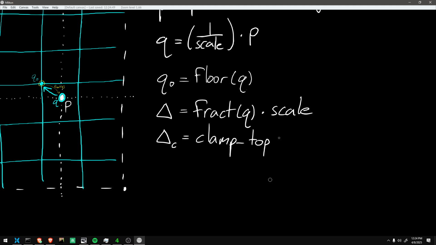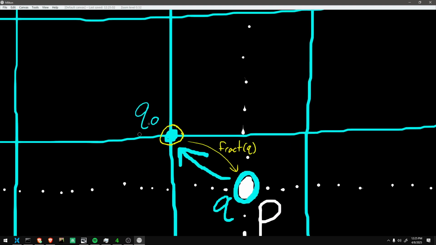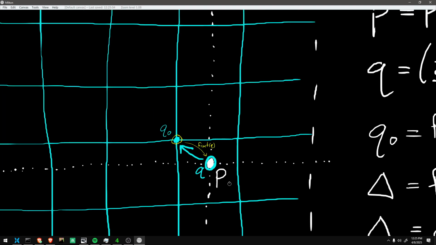So we clamp top on delta 1, right? So now this went from being something that ranges from 0, 0 to scale to something that ranges from 0, 0 to 1, 1. Now why is that helpful? Because the only time we actually want anything other than just this pixel, right?